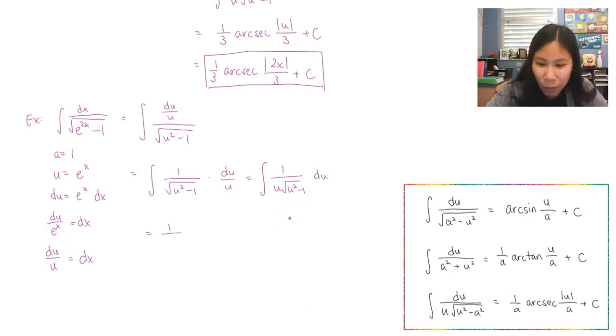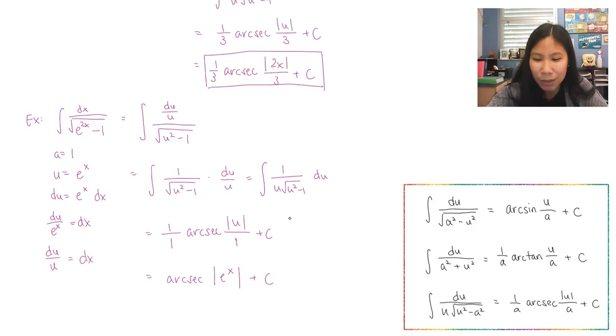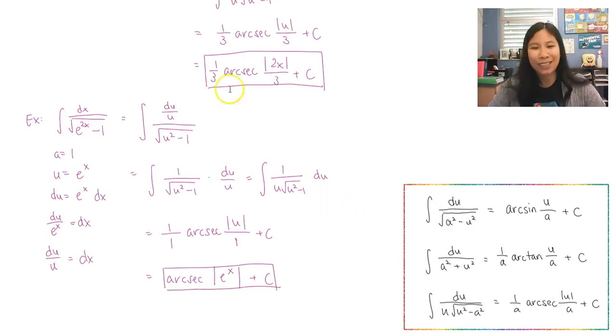So this will be 1 over, and then we said a was 1, arcsecant of u over 1 plus c. So really this is just arcsecant of the square root of, absolute value of e to the x plus c. And then that's it. Kind of crazy how that one worked out.